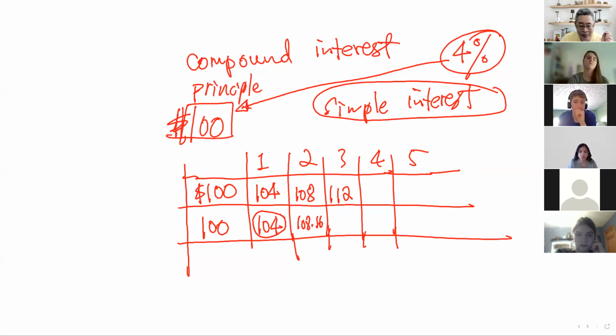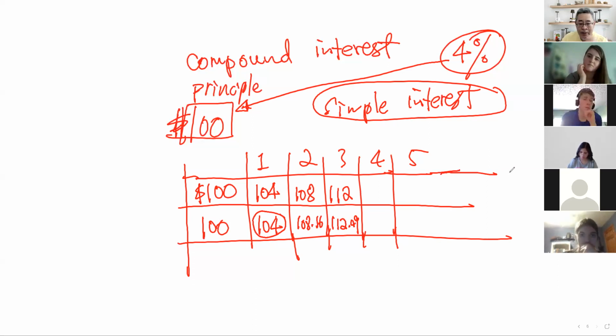The third year then will be 108.16 times 4%, plus 108.16. So we got only about 112.49. Not much difference, right? Well, for the first few years, you won't see much difference. It's only later on that it will become a bigger number.